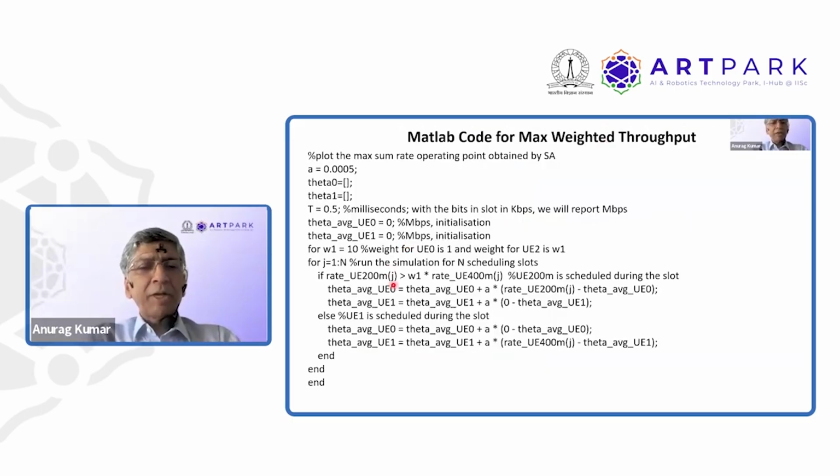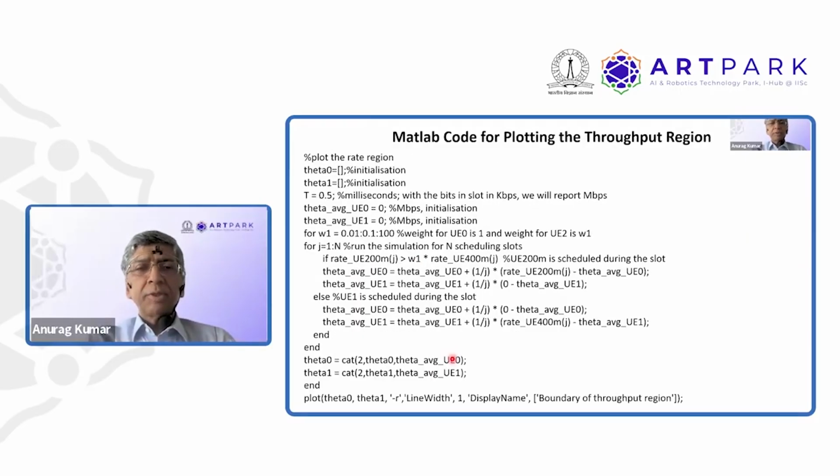I won't spend time on it. You can figure out what it is. So in this case, you will multiply UE 400's rate by W1. And the other weight is 1, so we will just not multiply, compare and average.